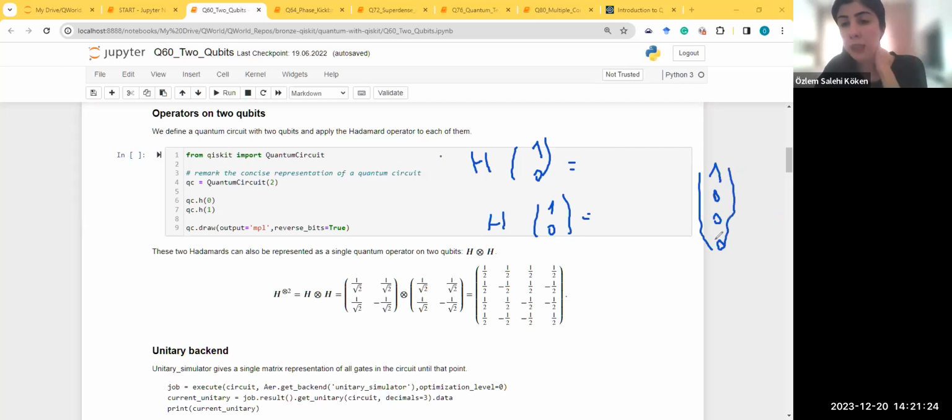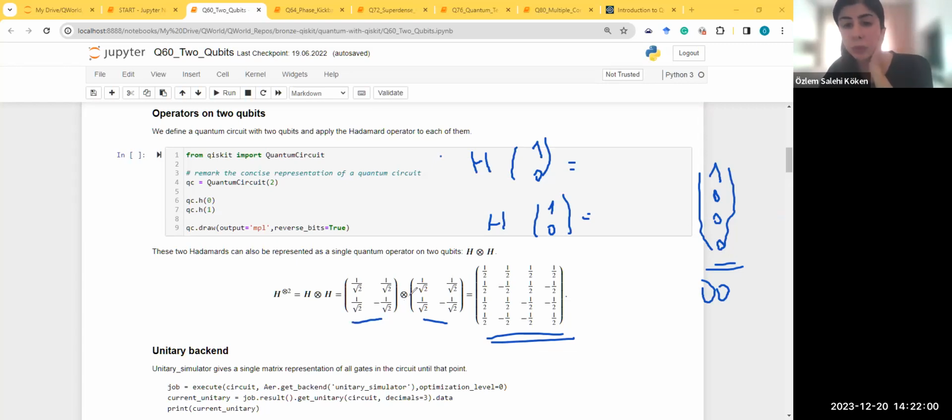Because this is the same state. If I have 2 qubits which are initially in state 0, then this is how I represent the current state of the system, because this is state 00. And the operator that corresponds to applying Hadamard on both qubits is this one. When I move on, I will show you how you can see this in different ways. But this matrix is just the tensor product of those 2 matrices.